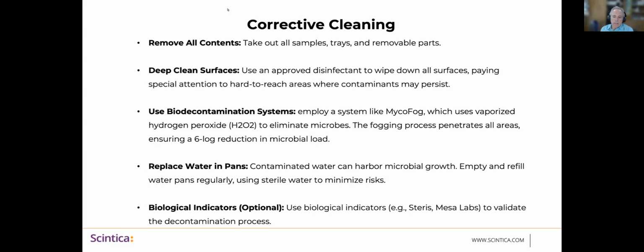And you can then test the efficacy of your cleaning and decontamination using biological indicators, which we can get into a little bit later in the presentation. They're actual spores that are resistant to killing, but they are killed by the hydrogen peroxide process, so that you can determine the success of your own decontamination processes.